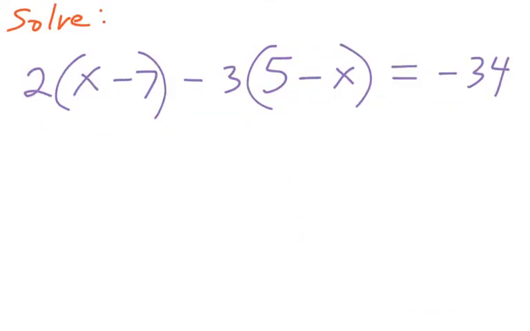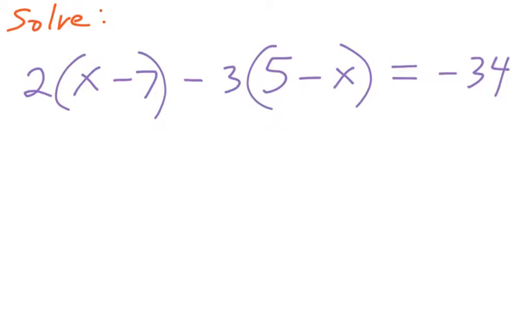So here's one of our last guided examples. Now remember, if I'm ever going too fast, just stop the video. You want to go at your own pace, right? So we have 2 times the quantity x minus 7 minus 3 times the quantity 5 minus x equals negative 34. So you follow your steps.